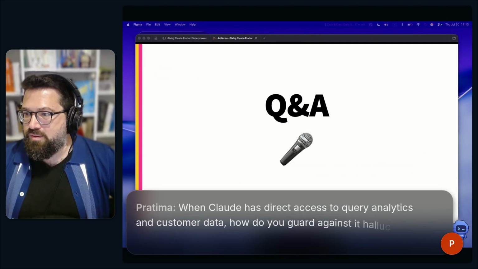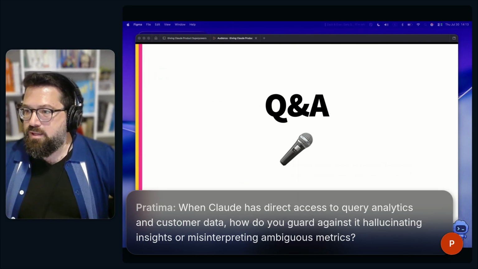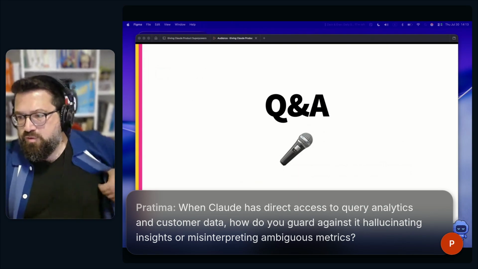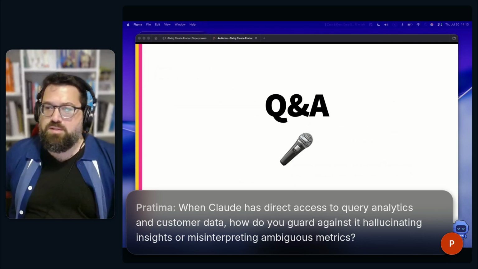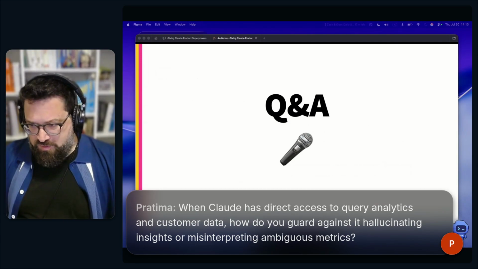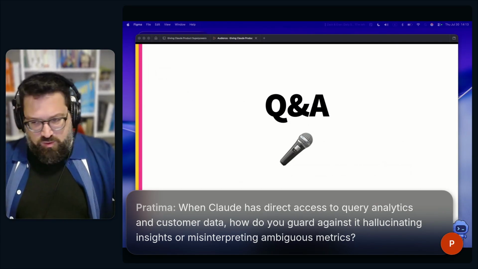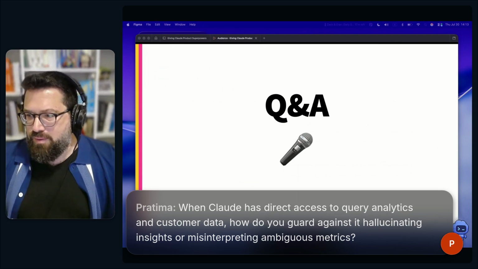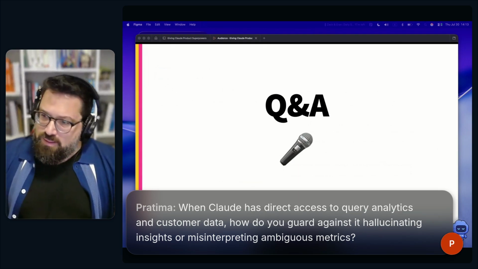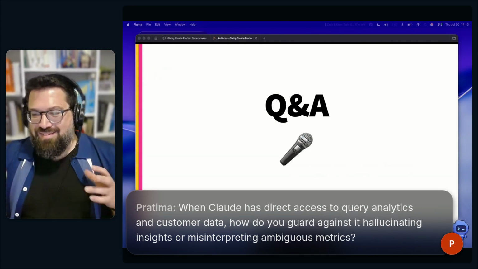will start with this. Okay, Pratima asked, when Claude has direct access to query analytics and customer data, how do you guard against it hallucinating insights or misrepresenting ambiguous metrics? So first of all, hallucination is kind of an old problem. I'm not going to say it never hallucinates now, but all of the models got better and better at reducing hallucinations to the point where it doesn't really happen that much. The second thing is, when you plug in all these tools, it has something to go on.